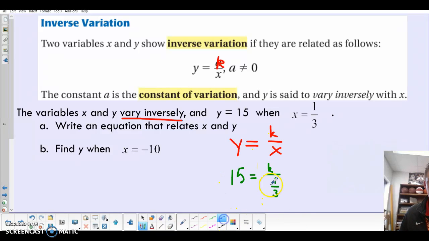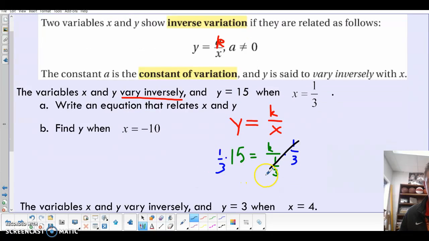If I'm going to solve for k, I'll multiply by 1/3. I'm not going to multiply by the reciprocal here because I'm actually trying to undo division by 1/3. So I multiply both sides by 1/3. That cancels over here, and I got just k equals 1/3 times 15. Well, that means that k must equal 5. Now, that isn't an equation that relates x and y. That's not the answer. This is just part of the answer.